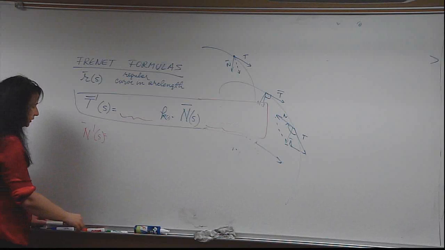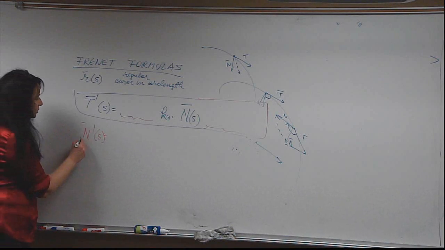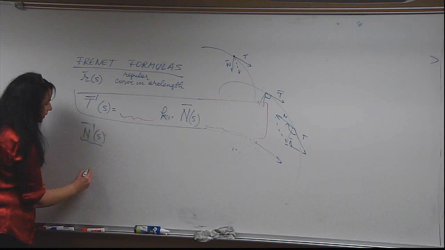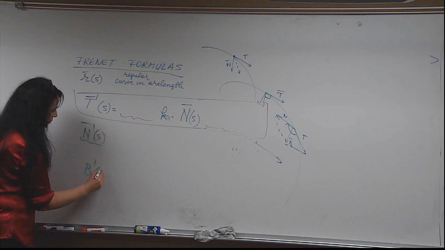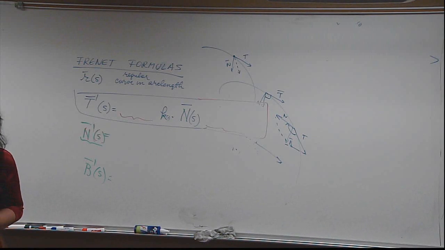If you were to compute T prime, the magic thing is that T prime is a vector, N prime is a vector, B prime is a vector. They are all vectors. They are the derivatives of the vectors T, N, and B. And you say, why would I care about the derivatives of the vectors T, N, and B? I'll tell you in a second.